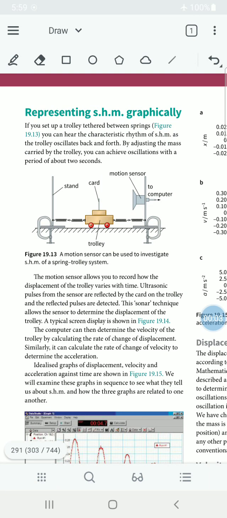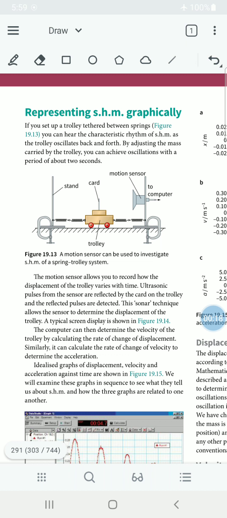Physics chapter 19 video 7, representing SHM graphically. So basically now we know everything about simple harmonic motion. So now we are going to represent this graphically.